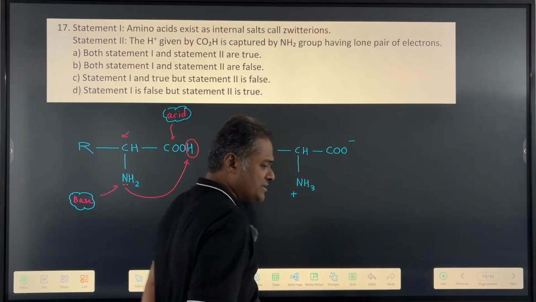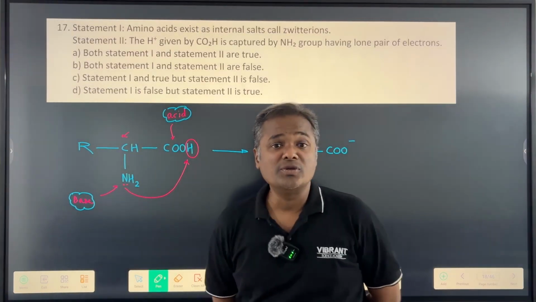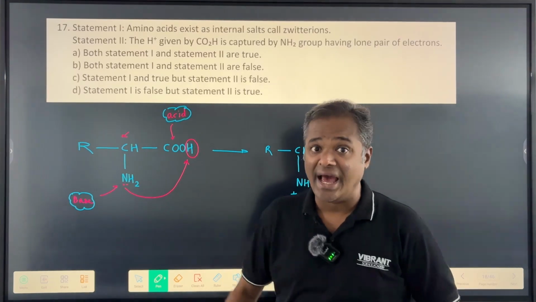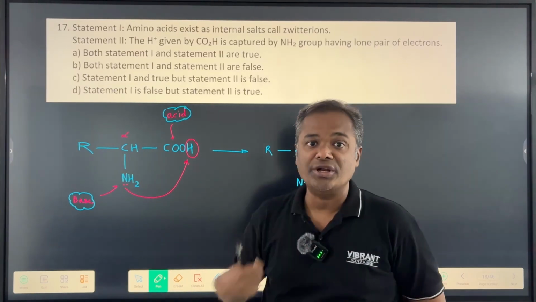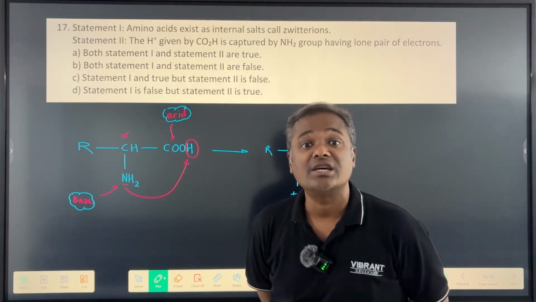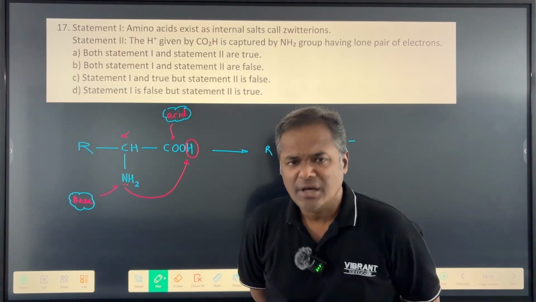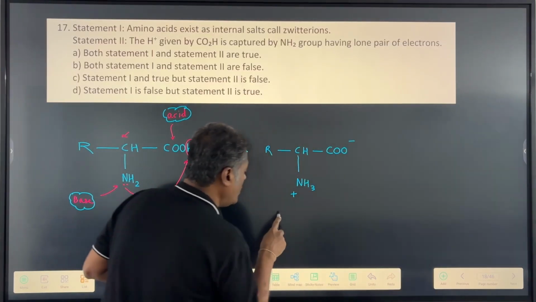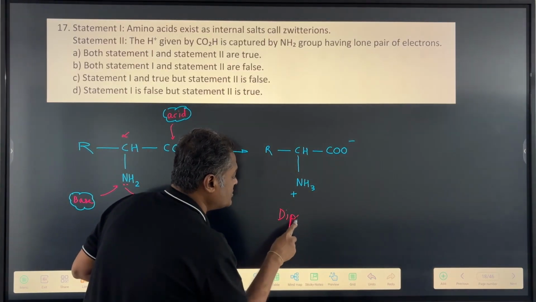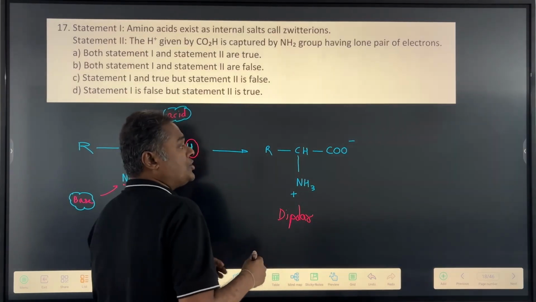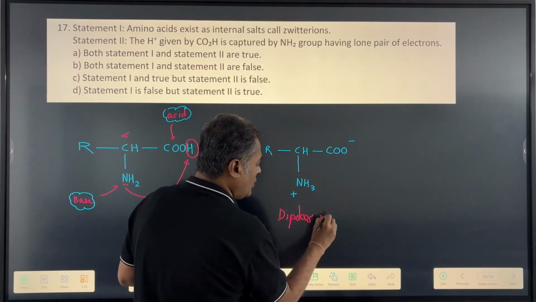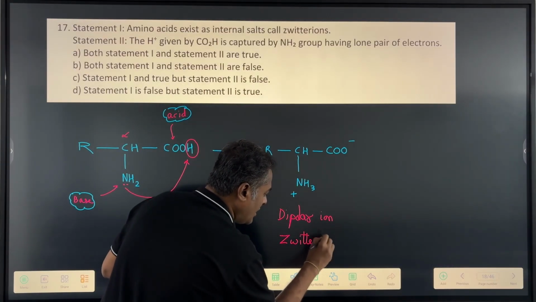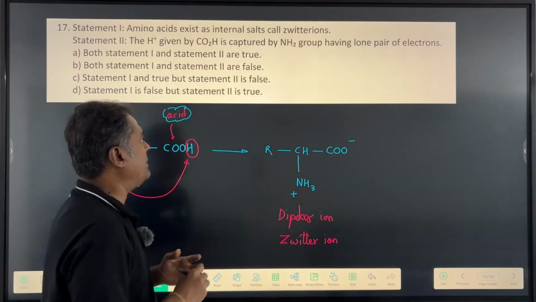Now the question to you, child, is: whenever an acid loses its H plus ion, does it form a negatively charged part, the conjugate base? Whereas a base, when it accepts a proton, will be a positively charged conjugate acid. Here it looks like a salt, and this particular dipolar ion. Now why is it called dipolar? Because there are two poles, or two charges, created. It's a dipolar ion. We call this a zwitterion.